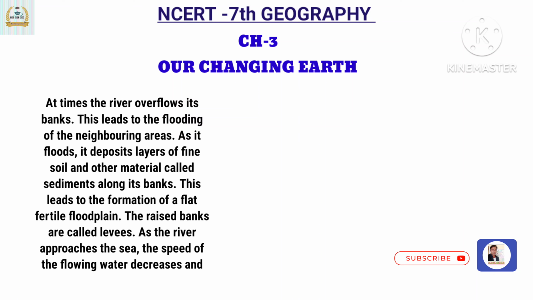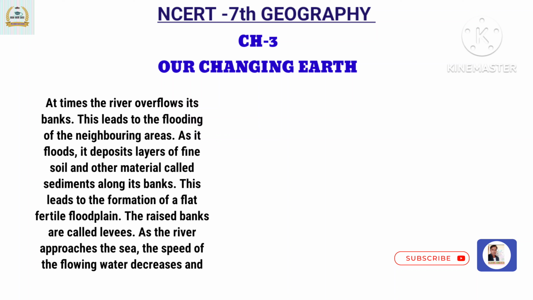At times the river flows over its banks, leading to the flooding of the neighboring areas. As it floods, it deposits layers of fine soil and other materials called sediments along its banks. This leads to the formation of a flat, fertile floodplain.